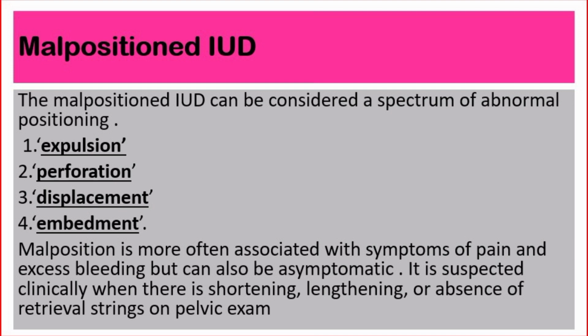1. Expulsion. 2. Perforation. 3. Displacement. 4. Embedment. Malposition is more often associated with symptoms of pain and excess bleeding, but can be asymptomatic. It is suspected clinically when there is shortening, lengthening, or absence of retrieval strings on pelvic exam.